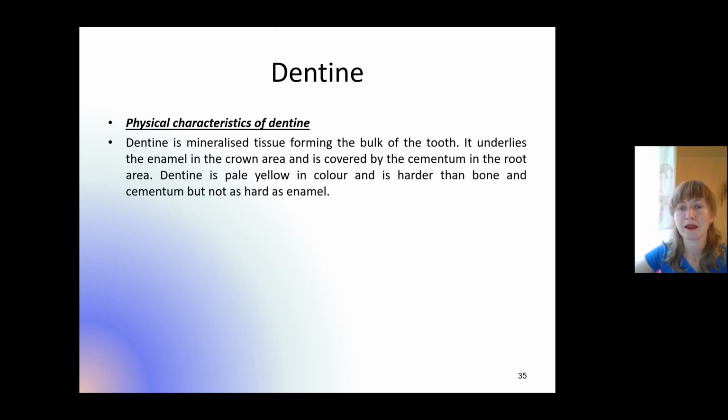Dentine forms the bulk of the tooth. It is mineralized tissue. It underlies the enamel in the crown area and is covered by the cementum in the root area. Dentine is pale yellow in color and is harder than bone and cementum, but not as hard as enamel.